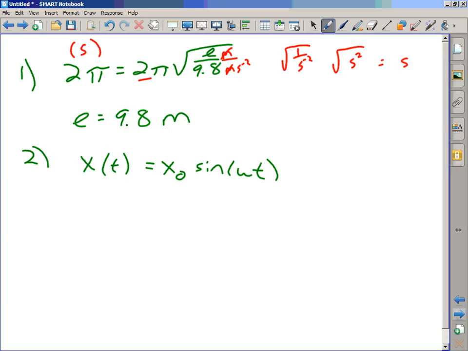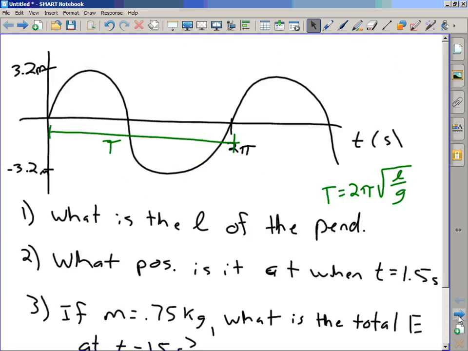Now, this is a flow chart, right? I'm looking for x of t, the position. What was the amplitude that I gave you back on the graph? 3.2. So 3.2 sine of omega. Omega is 2 pi over T, right? And I gave you T off the graph. Whenever you see a displacement time graph, I am giving you period and I'm giving you amplitude. Those are the 2 alarm bells that need to go off in your head when you see displacement time graphs.